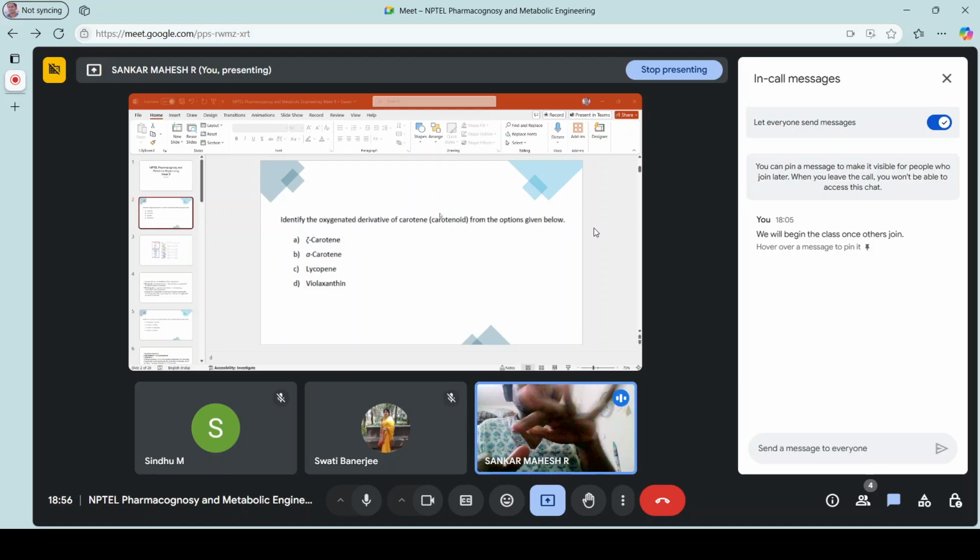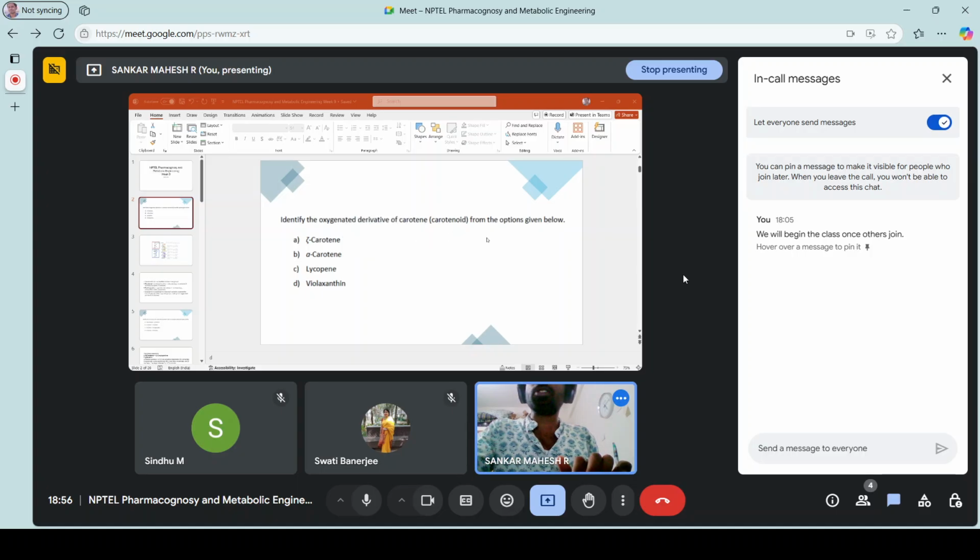So we'll quickly go through the questions. I was just going through the questions, I think I was in question 7 or 8. So the first question is identify the oxygenated derivative of carotene. And the options given below: zeta carotene, alpha carotene, lycopene, violaxanthin. Majorly, these are hydrocarbons. After a particular step, they have addition of oxygen. You can think about this and then let me know.